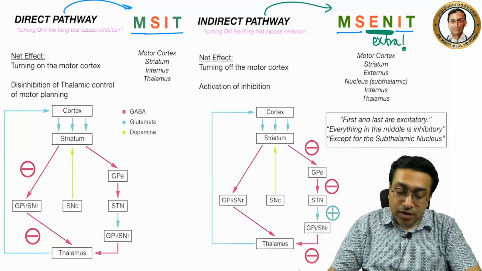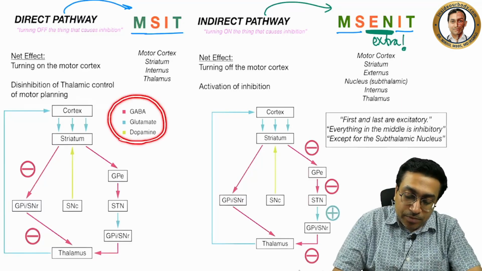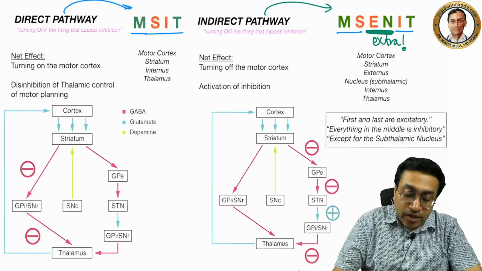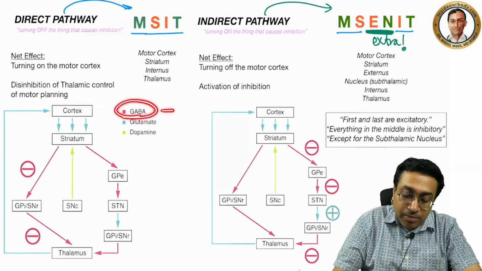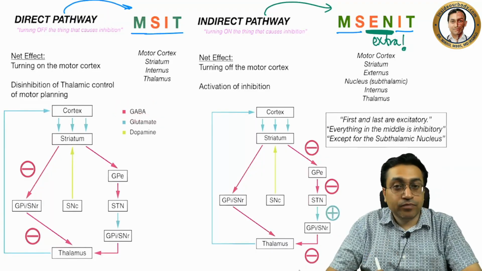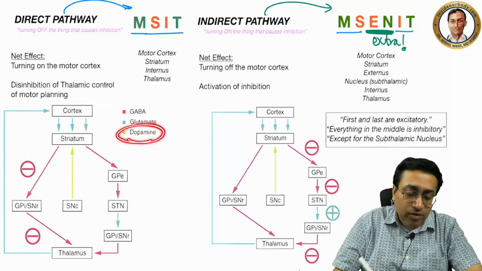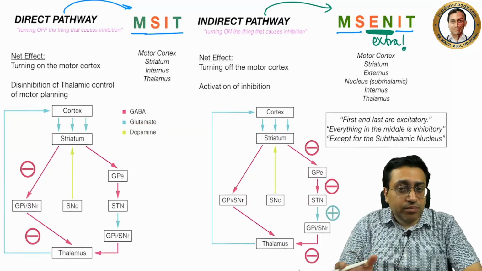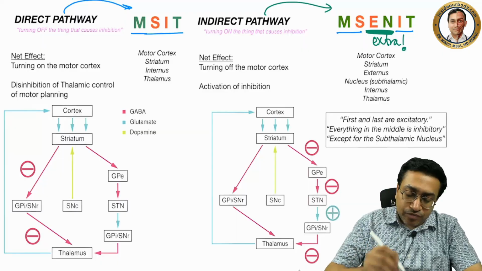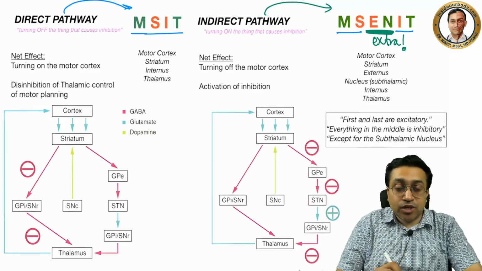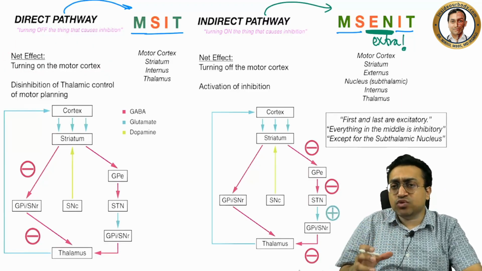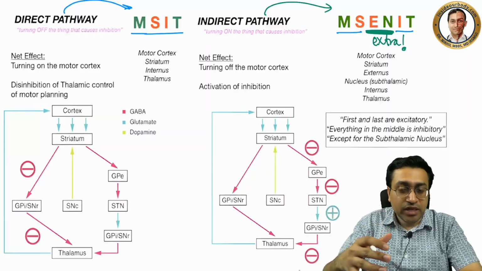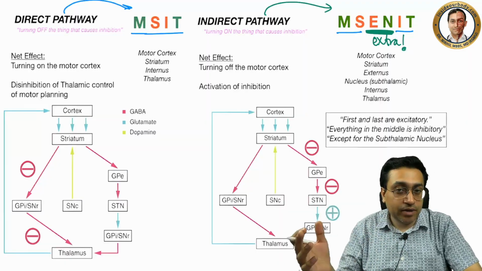Regarding this pathway, you can appreciate there are three neurotransmitters: GABA, glutamate, and dopamine. If you remember, GABA is inhibitory and glutamate is excitatory. Dopamine is related to the nigrostriatal pathway, substantia nigra. Now focus on the direct pathway first. We are talking about turning on the motor cortex, so the movement has to start, and that is done by the direct pathway. Movement has to stop, that is done by the indirect pathway. Now let us see how.